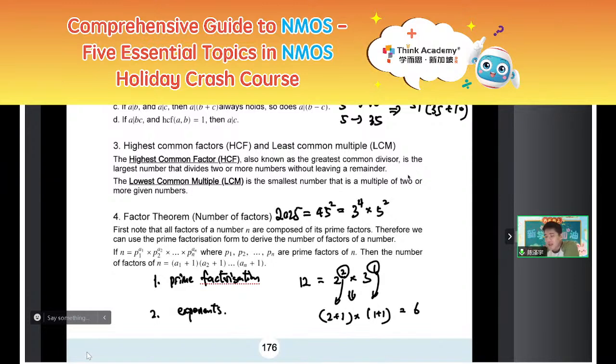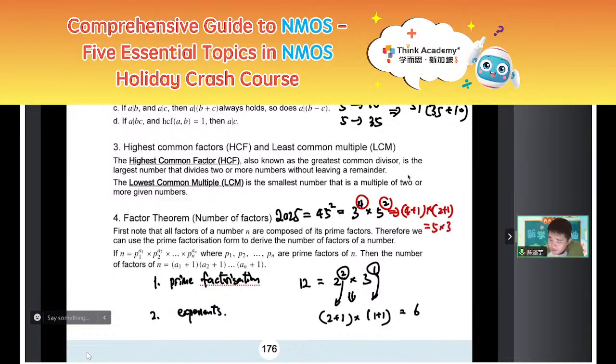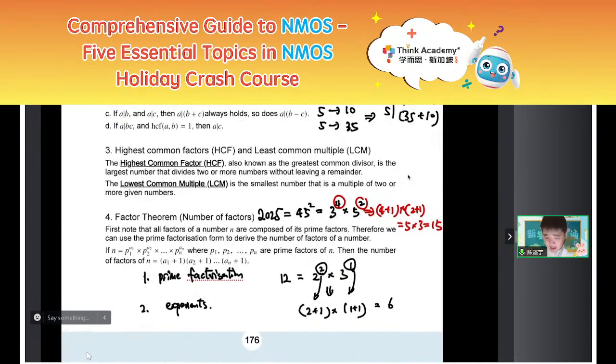So here's another thing that you could possibly remember: how many factors does it have? Again, we look at the exponent 4, 4 plus 1. Look at the exponent 2, 2 plus 1, multiply together. So it'll be 5 times 3. It has 15 factors. All right, so this is the factor theorem.